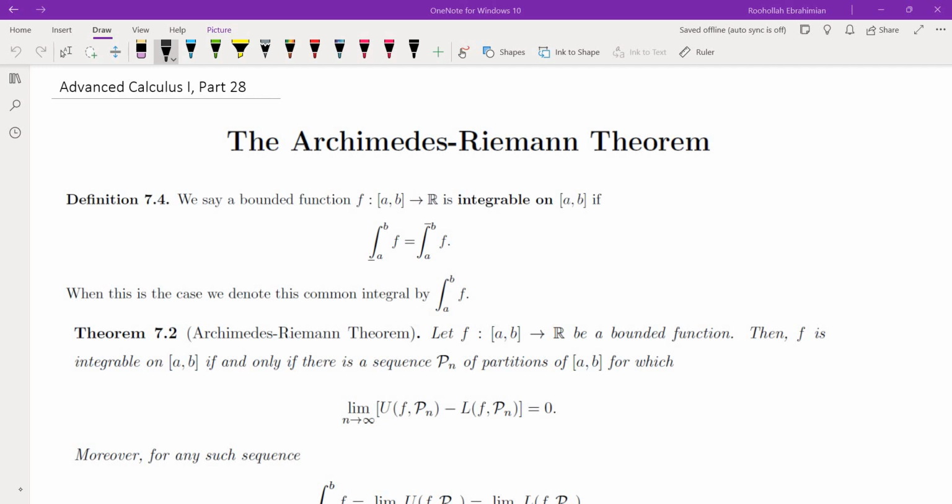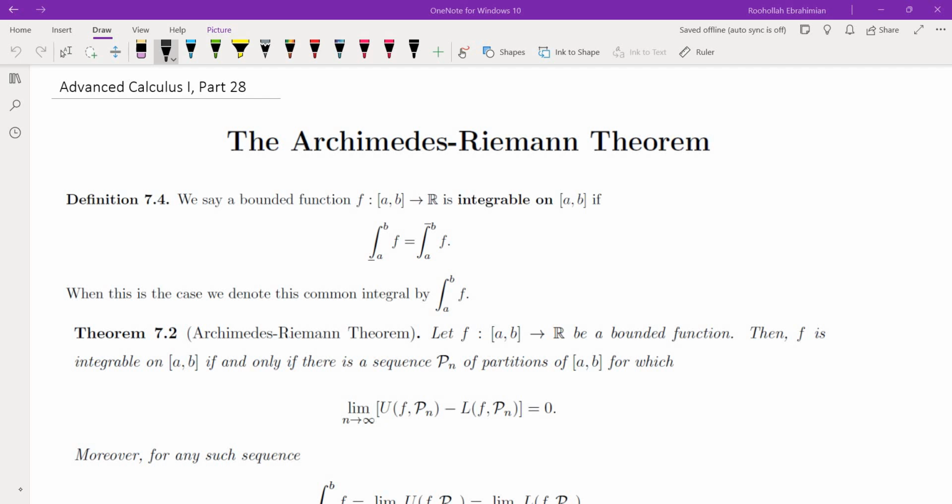Hello, in this video we're going to go over integrable functions. In the previous video we talked about upper integrals and lower integrals. Now we want to define what it means for a function to be integrable and then find a criterion called the Archimedes-Riemann Theorem that guarantees a function is integrable, and then we will do a few examples on that.